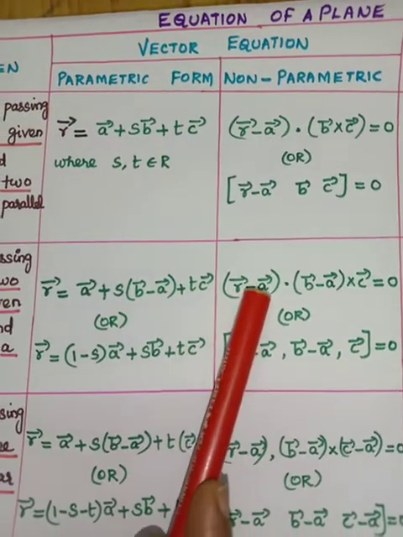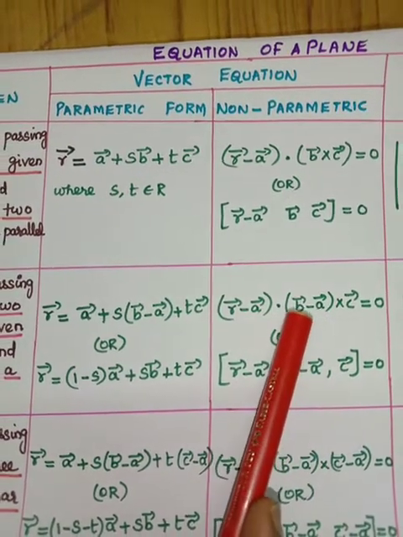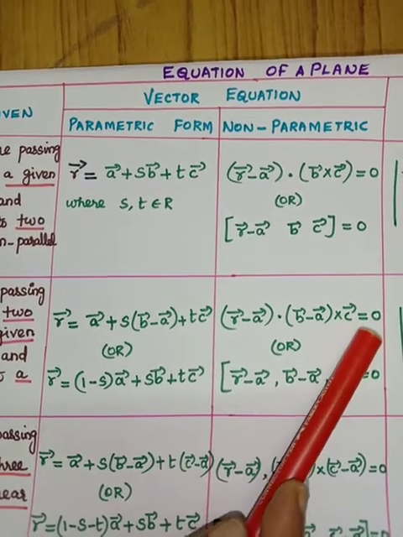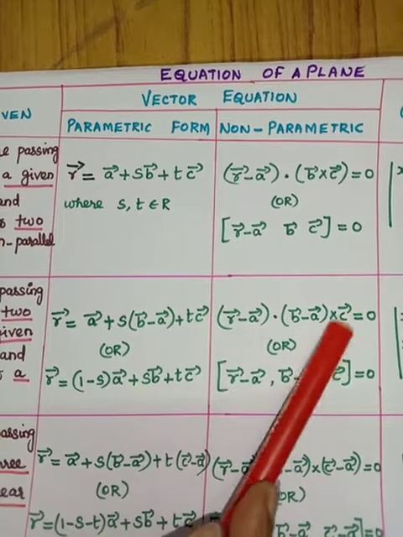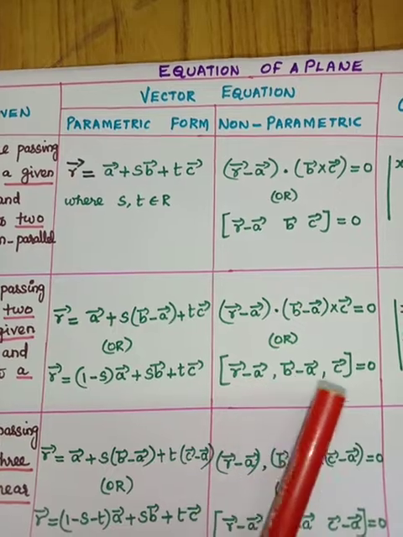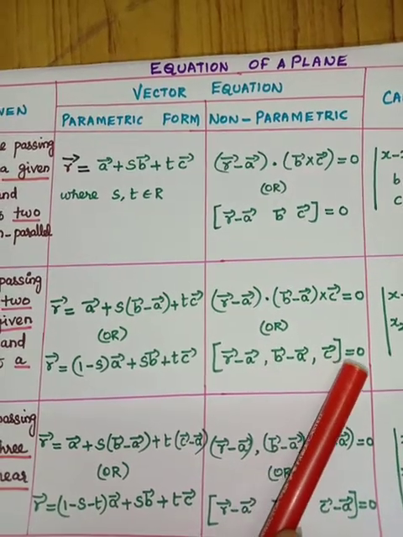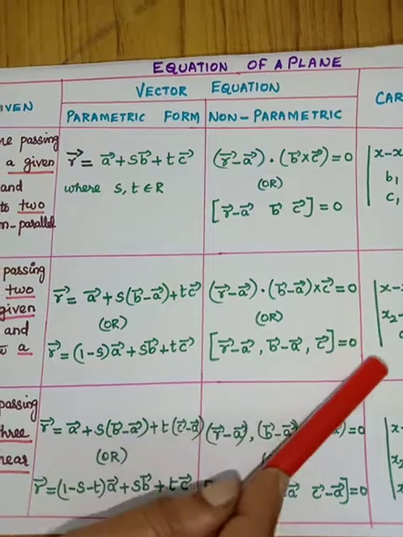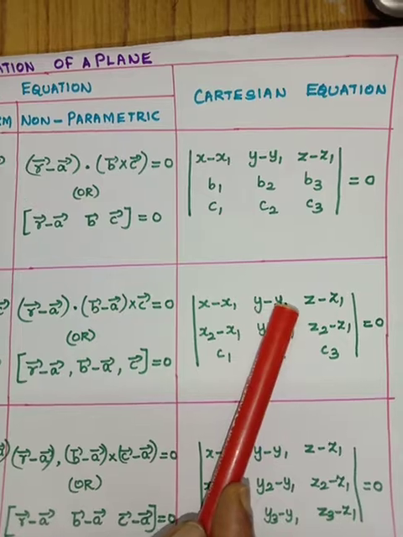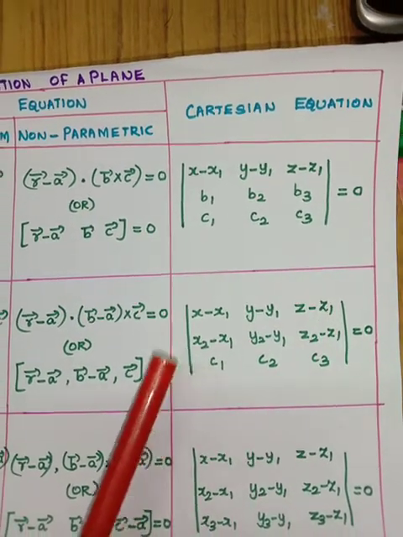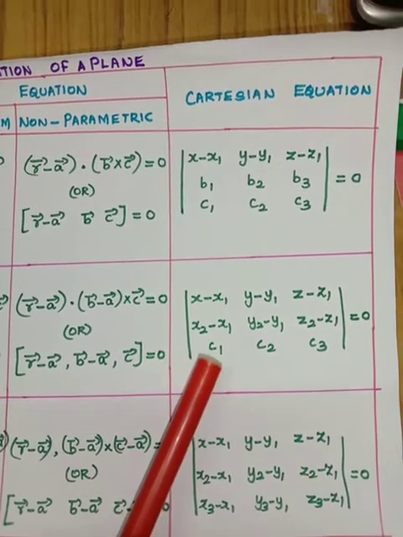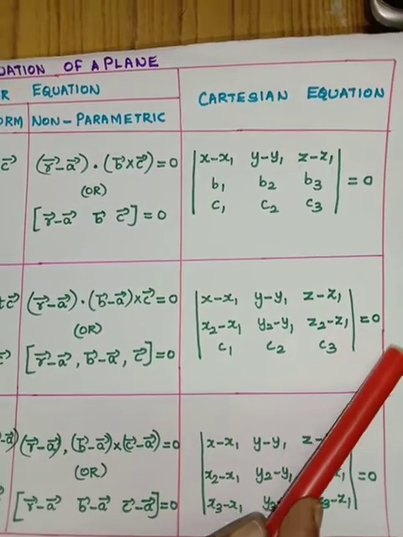Here, r vector minus a vector dot b vector minus a vector cross c vector is equal to 0. So it is a scalar triple product. So you can write it as the box product of r vector minus a vector, b vector minus a vector, c vector is equal to 0. So in the Cartesian form, it's a determinant: x minus x1, y minus y1, z minus z1, x2 minus x1, y2 minus y1, z2 minus z1, c1, c2, c3, which is equal to 0.